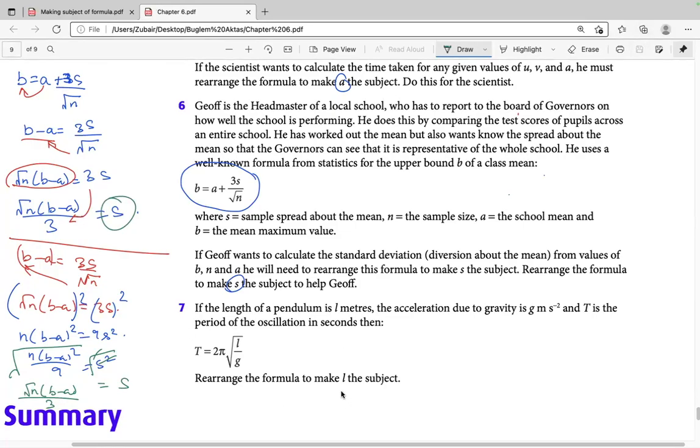Seventh, rearrange to make L, the length, the subject.